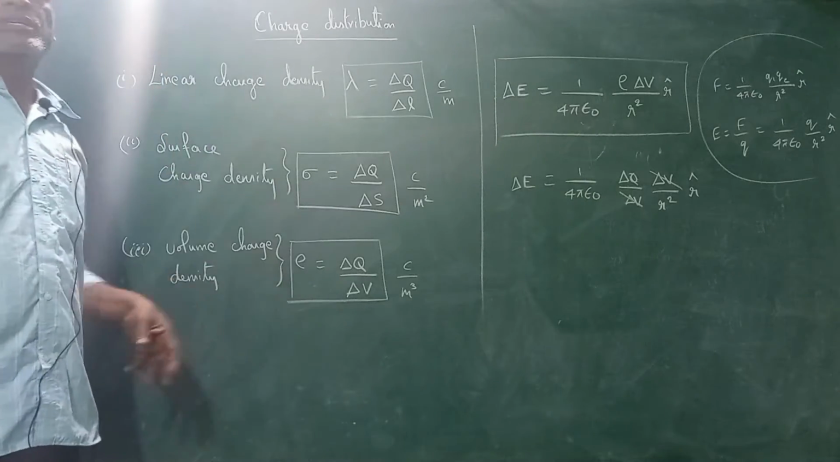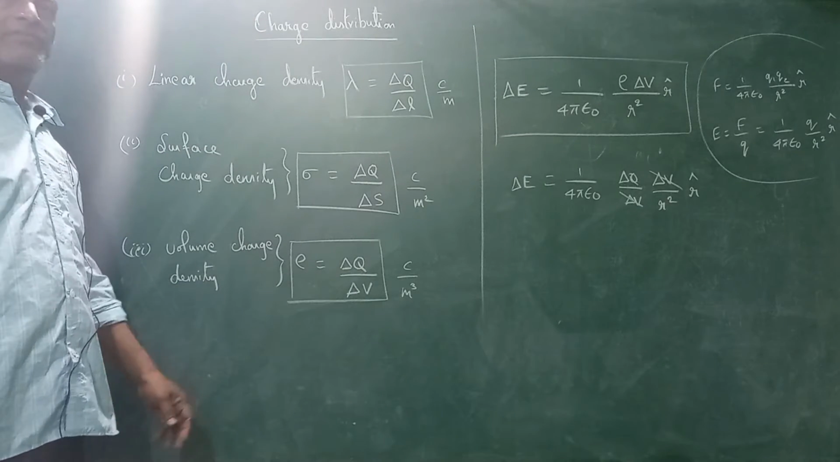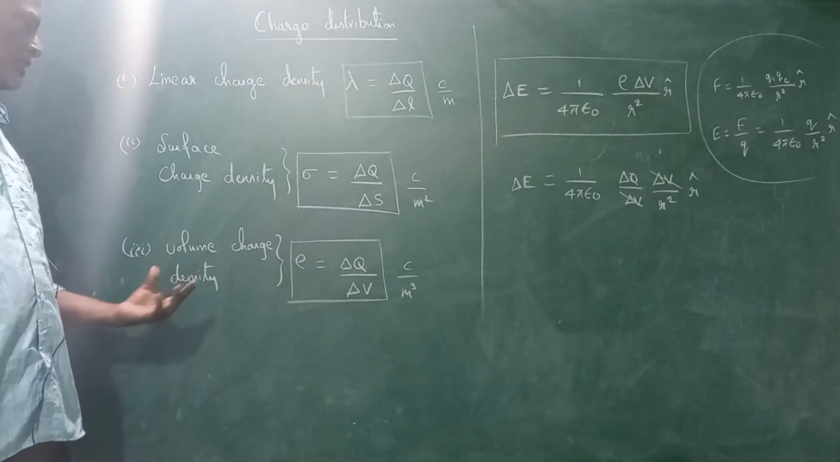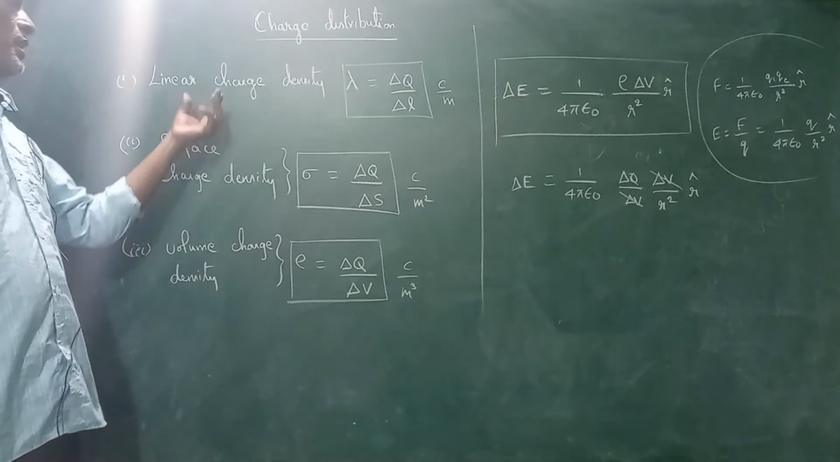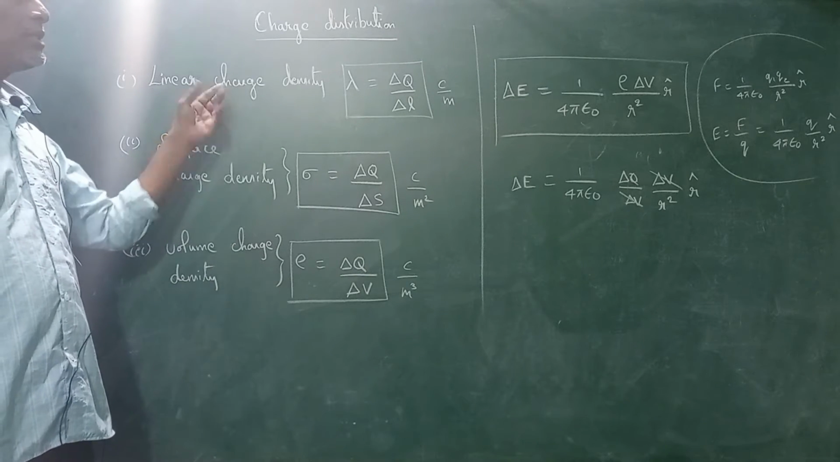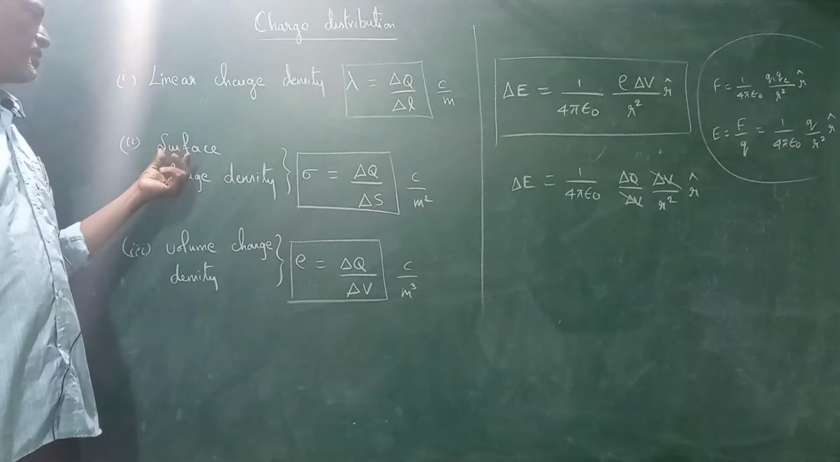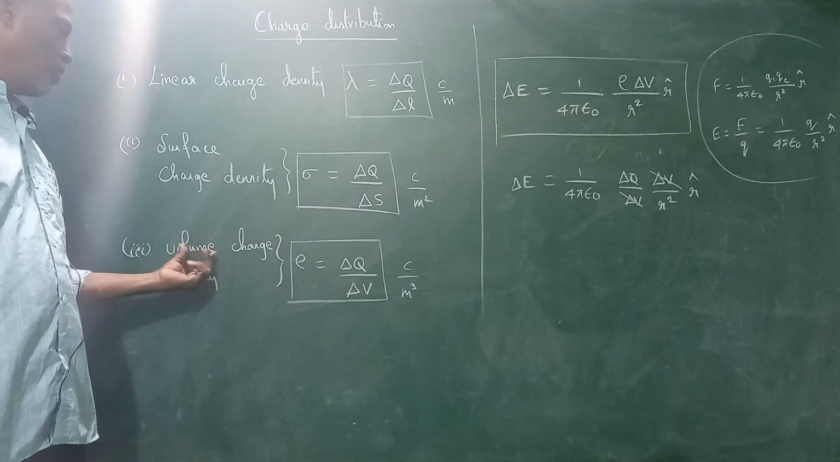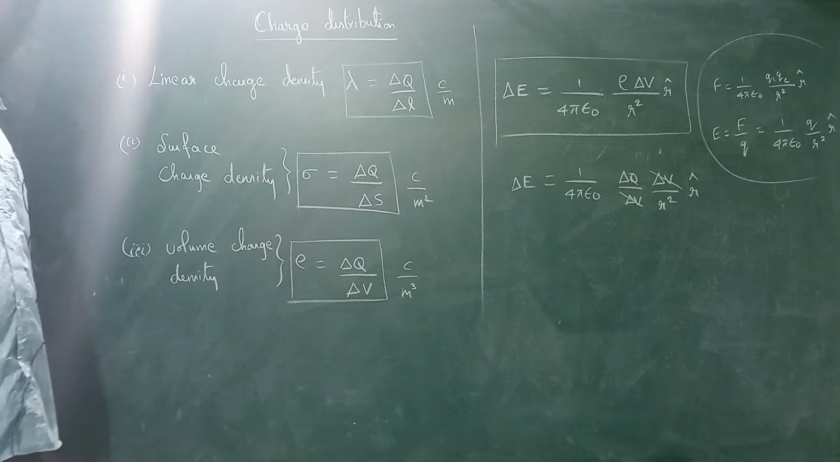So today's topic is about charge distribution. We have three cases: linear charge density, surface charge density and volume charge density. Linear charge density deals with length. Surface charge density deals with area. And volume charge density deals with volume.